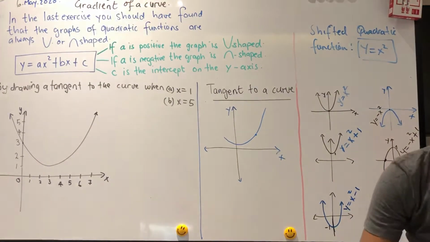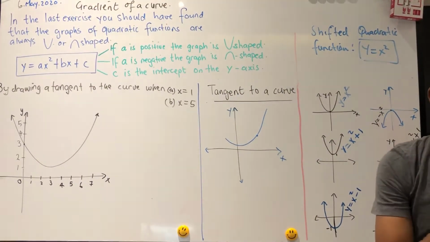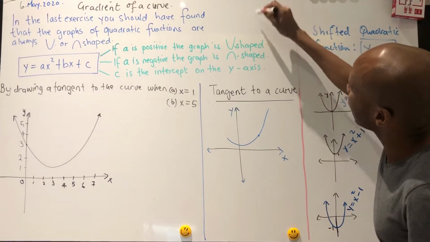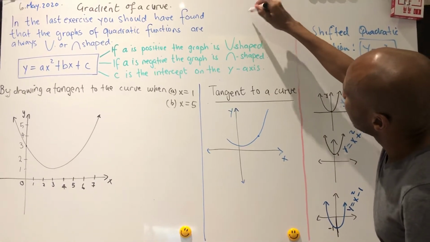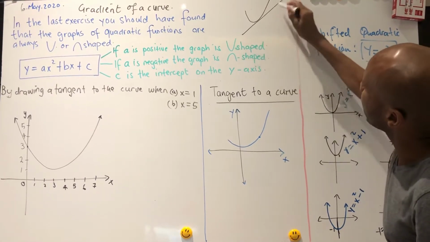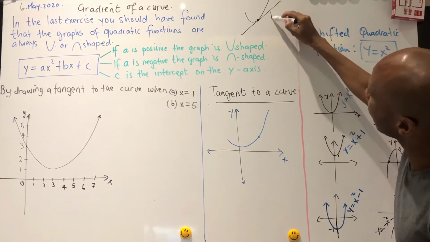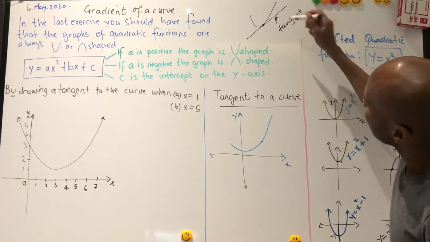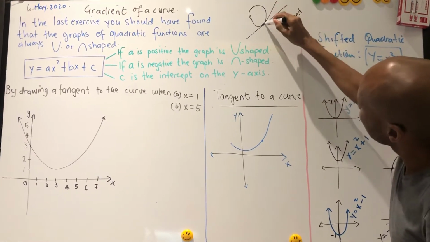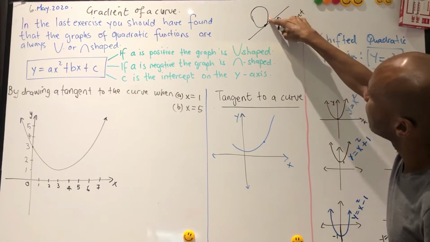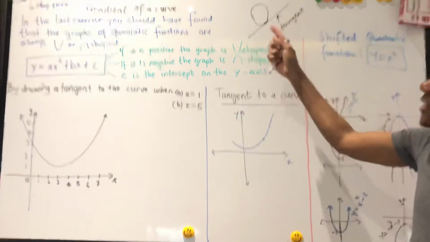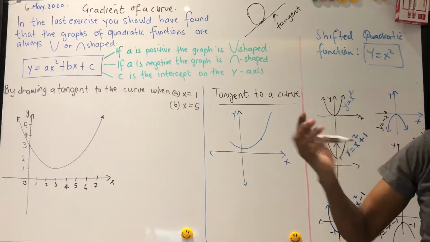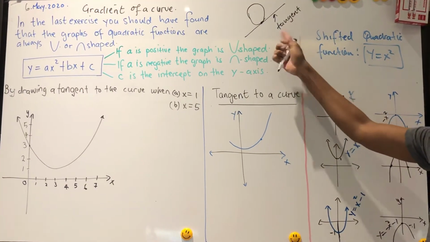I'm talking about something different. The tangent to a curve. What is a tangent, first of all? A tangent is a line that touches a curve at one point. That line is called a tangent. So this could be a circle. This could be a graph. As long as it touches a graph or a circle at one point, it's called a tangent.